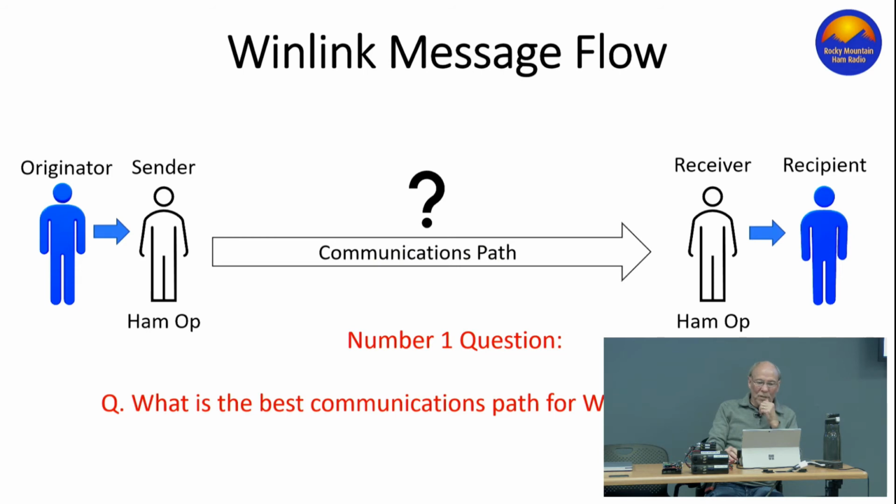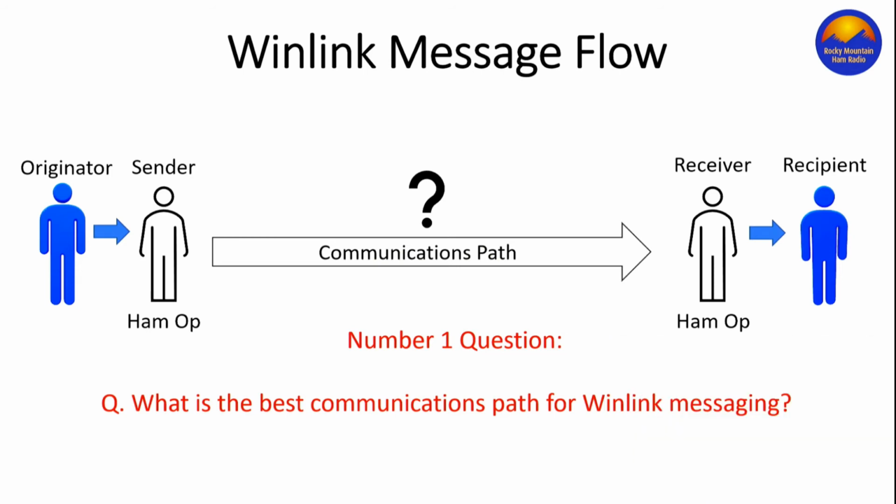So when you're going to do this, you've got to ask yourself a number of questions. And the first one is, what's the best communications path for Winlink messaging? And somebody gives you a message. And the answer to that is, well, it depends on many factors, as we've kind of talked about. It depends, am I going to go over HF? Am I going to go over VHF and UHF? This is where you have to make that decision when you're going to send a Winlink message. How am I going to send it? It's not as easy as that.